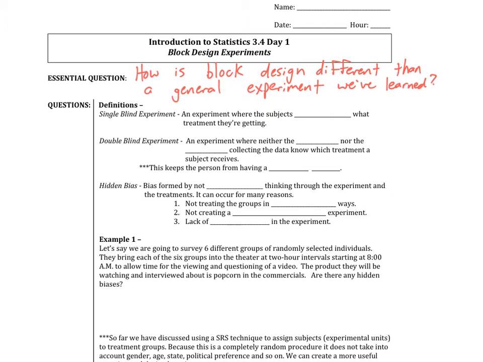Section 3.4 goes more into experiments, and we talk about different types of experiments. And 3.4 day 1 is discussing block design experiments. So how is block design different than a general experiment we've learned so far?